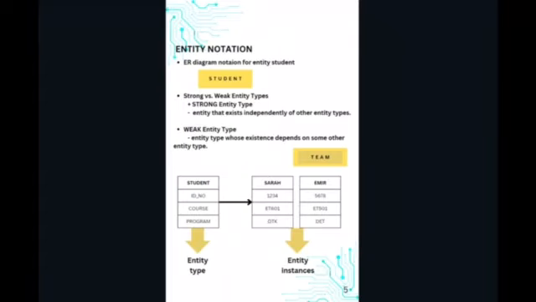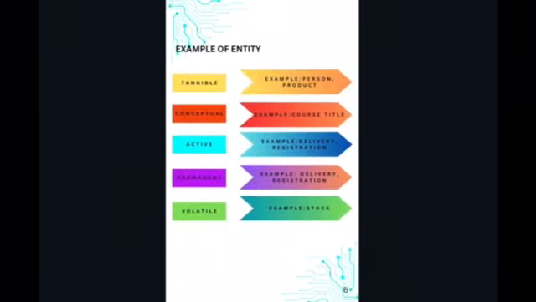Next, strong versus weak entity type. A strong entity type is an entity that exists independently of other entity types. Last, a weak entity type is an entity type whose existence depends on some other entity type.